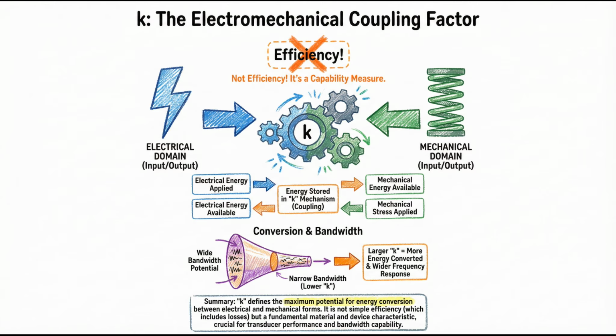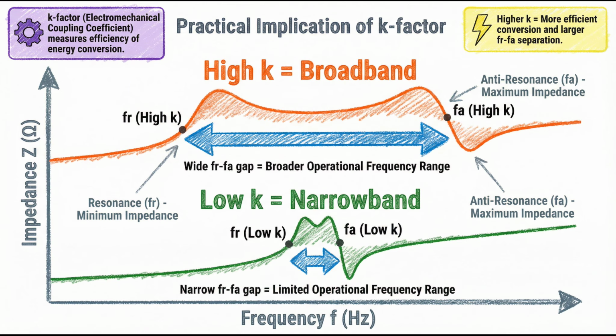Next is k, the coupling factor. It's not efficiency, but a measure of how effectively electrical and mechanical energy can be converted. Think of it as the stiffness of the connection between the two domains. A high k factor creates a wide gap between the material's resonance frequencies. This allows the device to operate over a broad range of frequencies, which is essential for applications like advanced sonar or medical imaging.